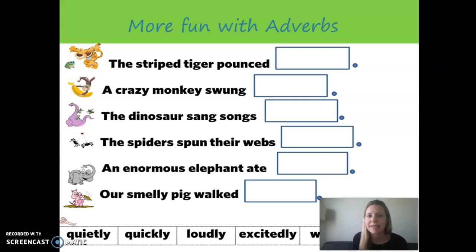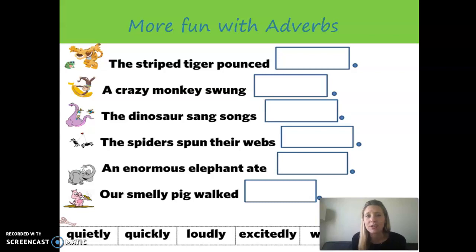The dinosaur sang songs loudly. The spiders spun their webs quietly. An enormous elephant ate excitedly. Our smelly pig walked quickly.